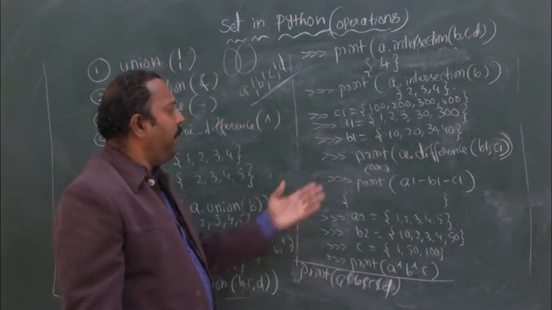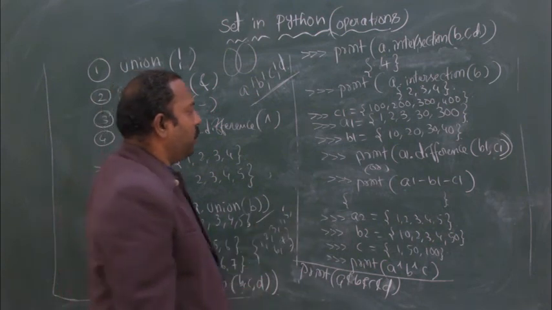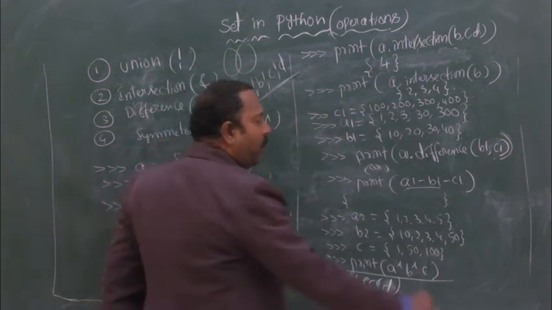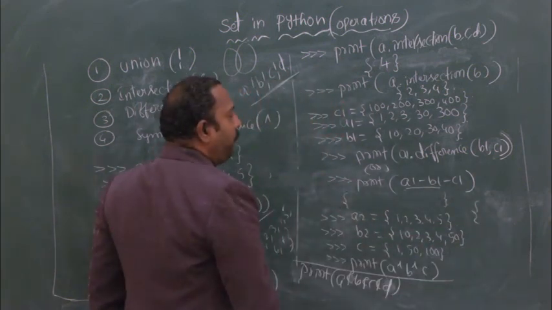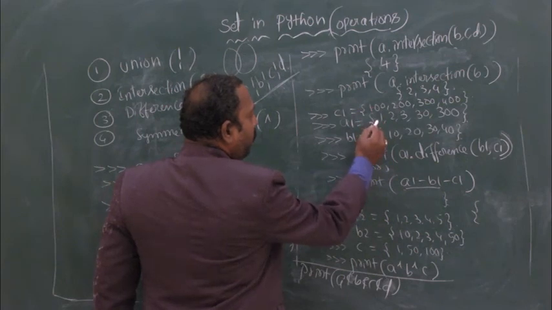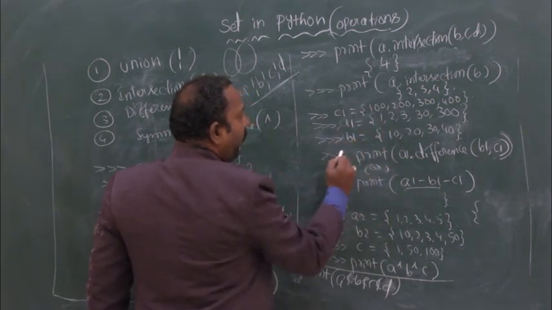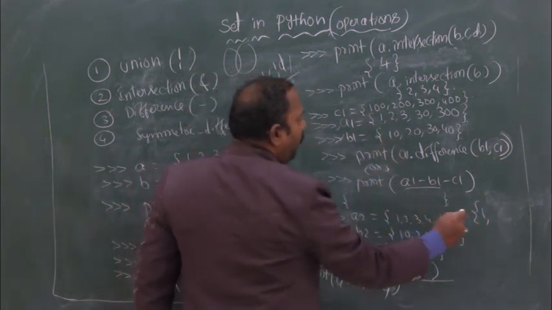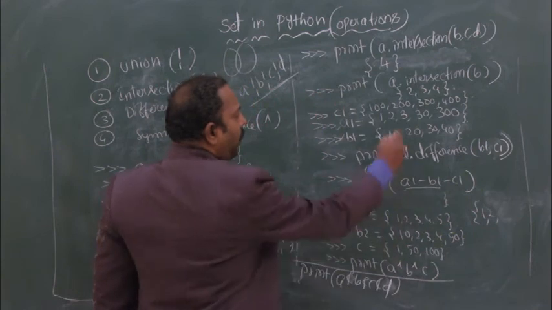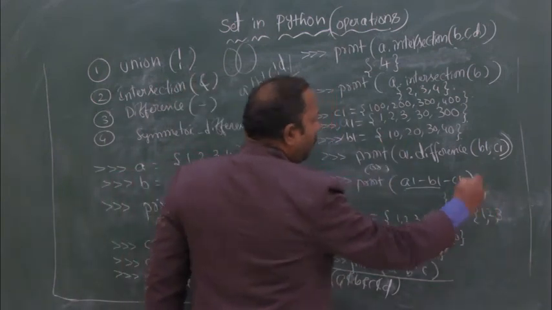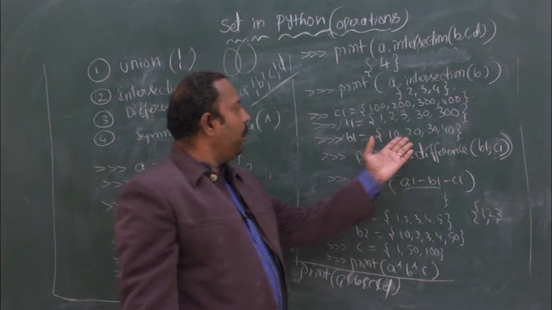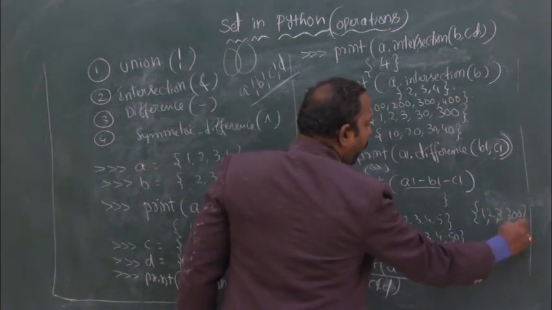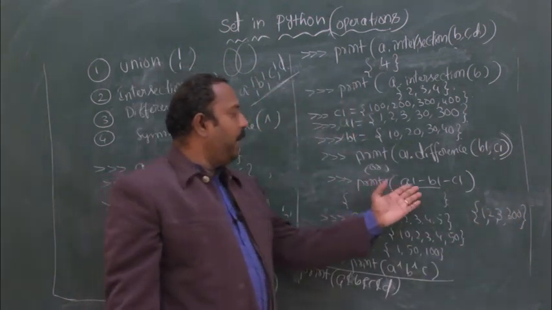What is the output here? You will get A1 minus B1. Suppose I want to first calculate A1 minus B1. What is the output? Here this is A1 and this is B1. 1 is not available in B, so 1. 2 is not available in B, so 2. And 3 is not available in B, so 3. Next, 30 is available in B1, 300 is not available in B1. So this is the output we got for A1 minus B1.